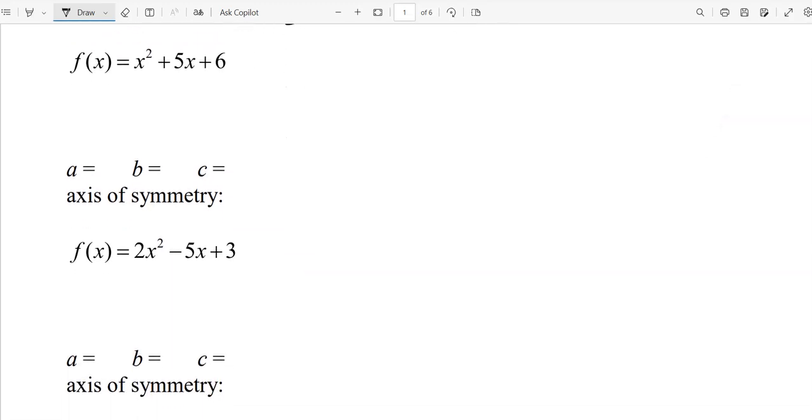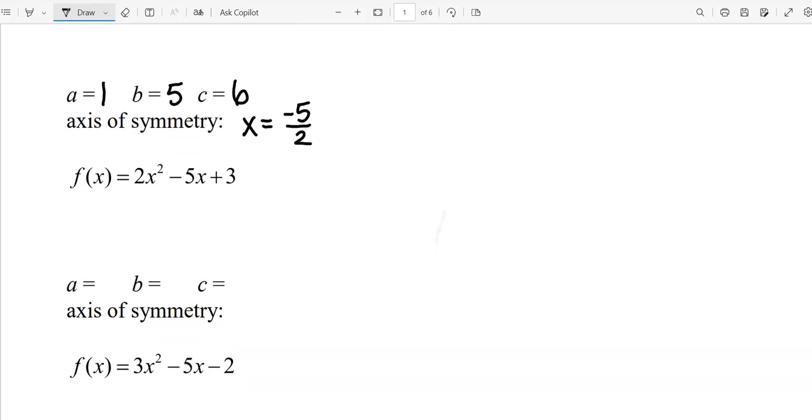Alright, for the next one, A was 1, B was 5, C was 6, okay, axis of symmetry. -5/2. Because when you complete the square here, wasn't your factors x plus 5/2, and then you squared it? So you're moving to the left?